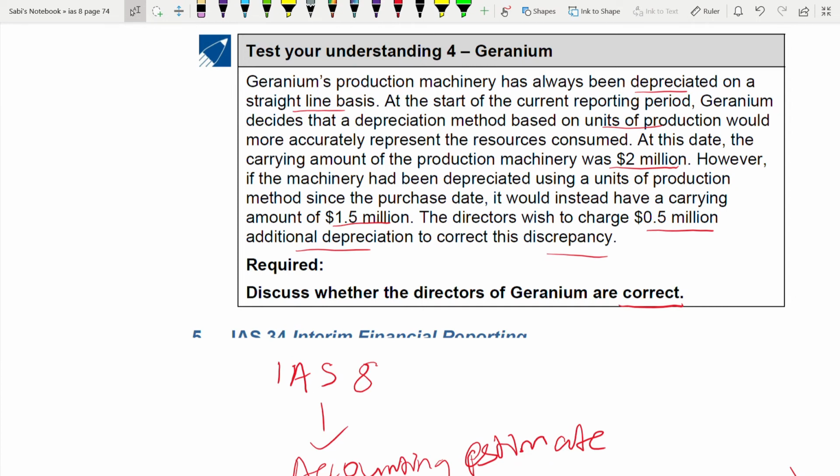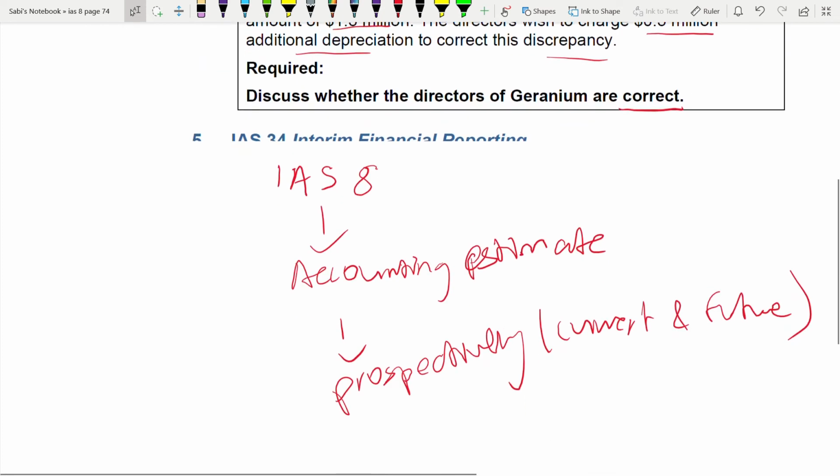So, according to this, tell me whether this director is correct or not. You have to write according to IAS 8, changes in accounting depreciation is the accounting estimate. You have to write it in words like this. I didn't write it in words, I'm showing you in a diagram form, but you have to write it in full sentence, as the first para. Second para, tell whether director is correct or not.